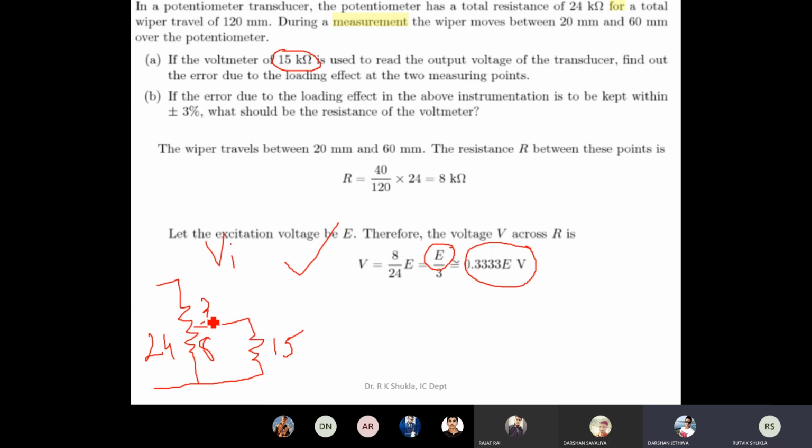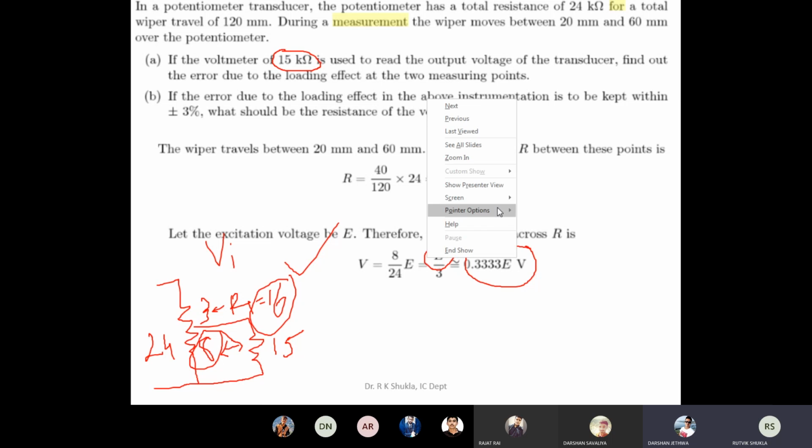Then what will this resistance be? R1. What is R1? 16. Yes, it's 16. When we derived it, we also said that if this is 24 and this is 8, then 24 minus 8 will be your 16. Clear? So here you don't have only 8K, but a parallel combination of 8 and 15. This parallel combination now comes into the picture, so first you have to solve this.